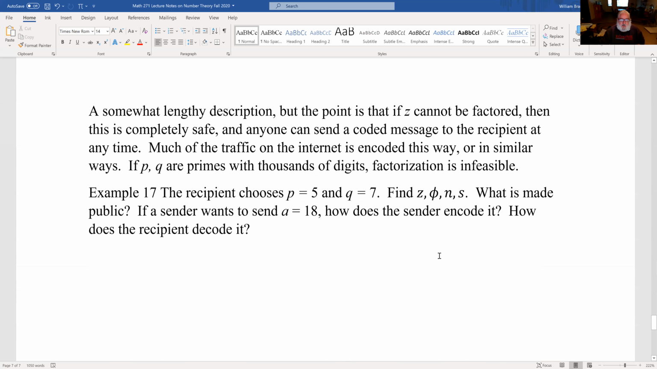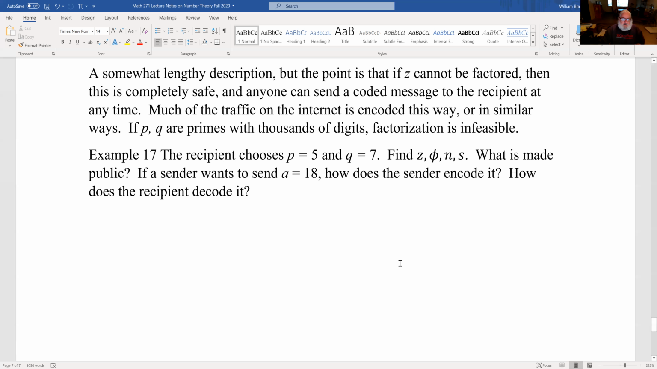So for example, we'll take p equals 5 and q equals 7. Right? So they're not very big numbers here, and that's because it's a little example. So Z is p times q equals 35. Phi is 4 times 6, because it's p minus 1 and q minus 1. That's 24.